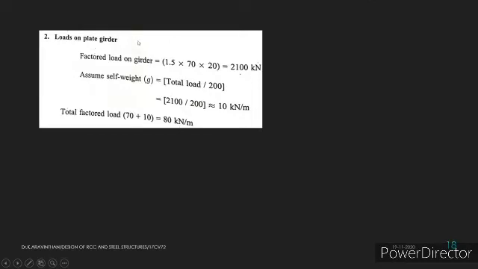For arriving at the loads on the plate girder, we have already discussed this in detail in the previous lecture. You can check my previous lecture. For arriving at the factored load, we will multiply the uniformly distributed load, that is 70 into 20, which will be 2100 kilonewton. To assume the self weight, we divide 2100 by 200, and you will have a self weight of 10 kilonewton per meter. So the total factored load will be 80 kilonewton per meter.